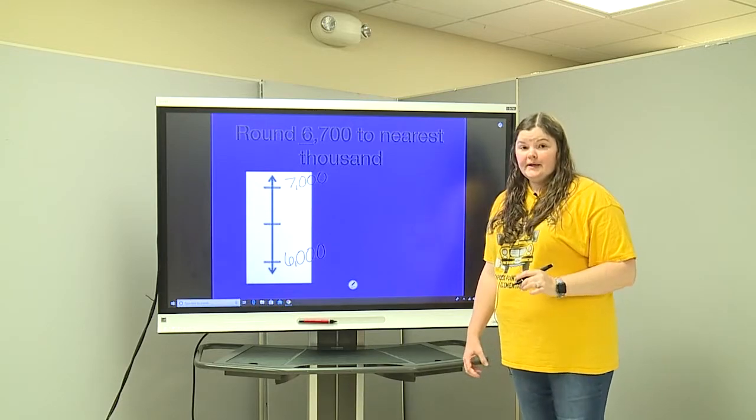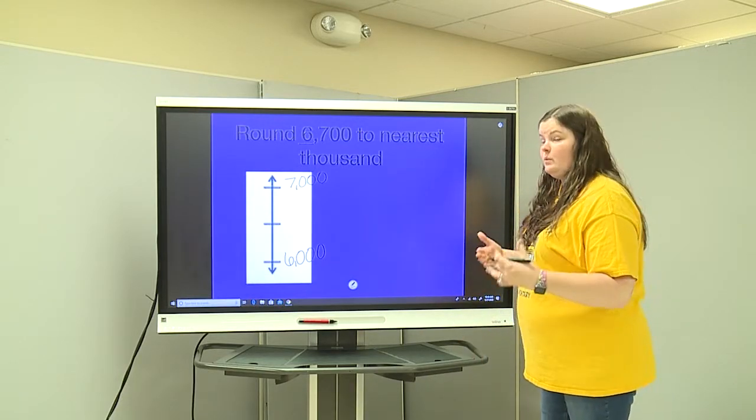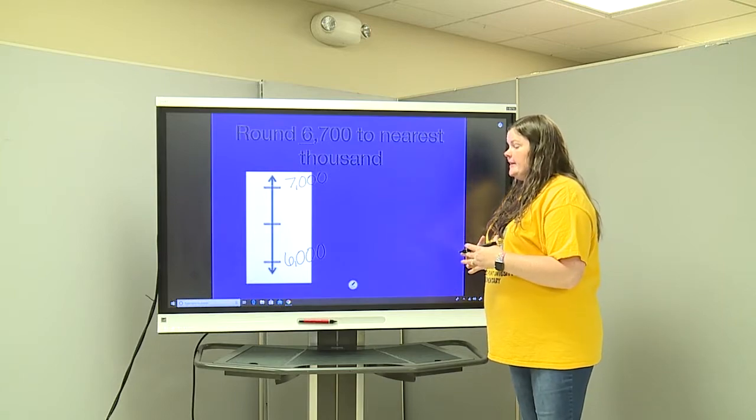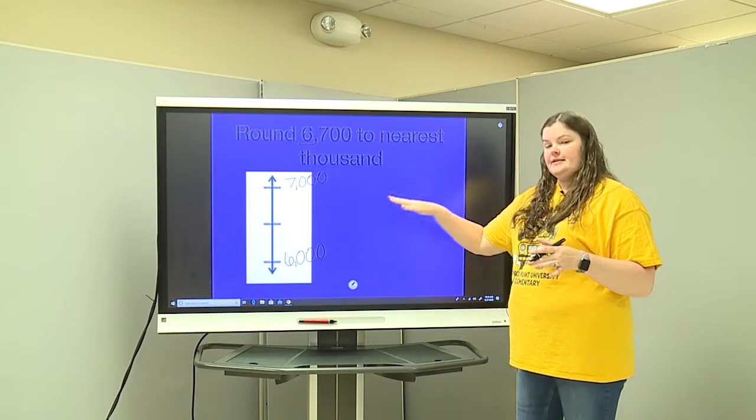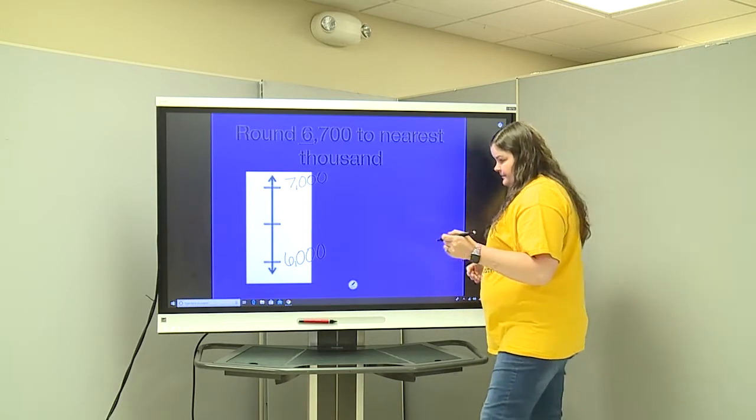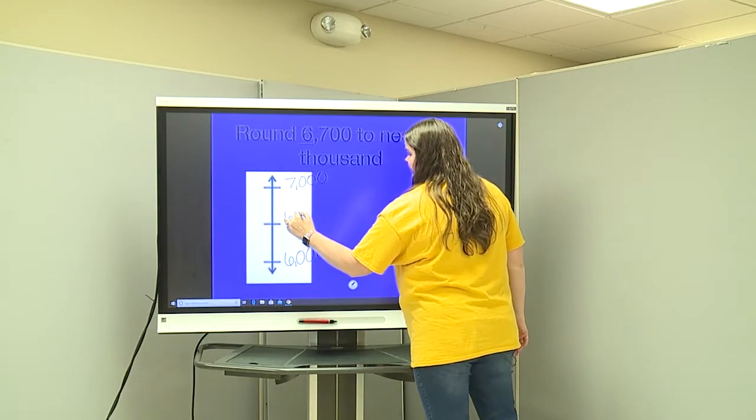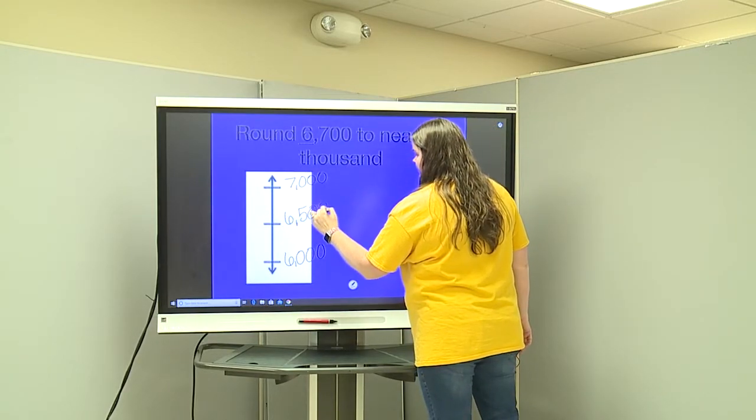One last important part here is to find that midpoint or the midway mark. So I need to figure out what's in between 6,000 and 7,000. So that midpoint is going to be 6,500.